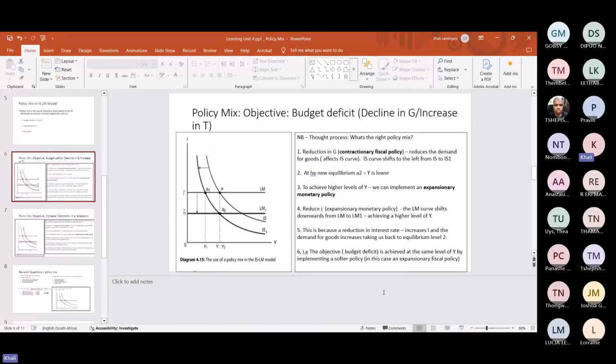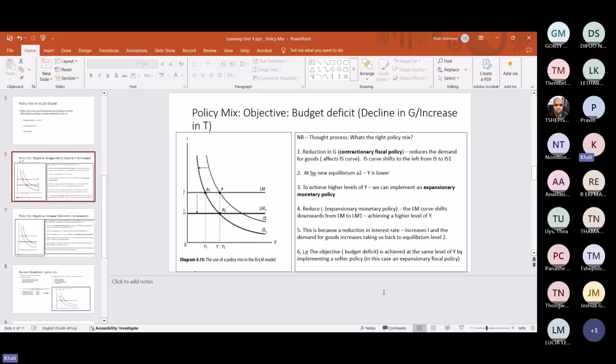So what this will do, it will shift our IS curve to the left from IS0 to IS1, right? Our original equilibrium was at the point A. With the shift in IS curve, our new model becomes IS1 and the original LM. So our new equilibrium becomes A1. At point A1, our interest rate remains the same, but our level of income has reduced, right? You guys now know how to explain this, right?